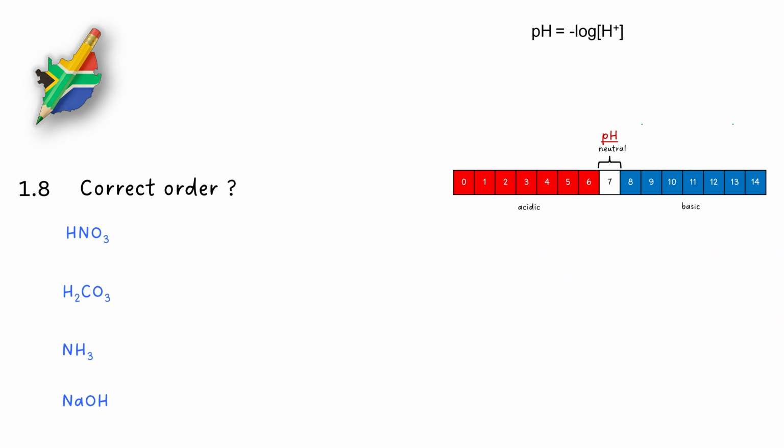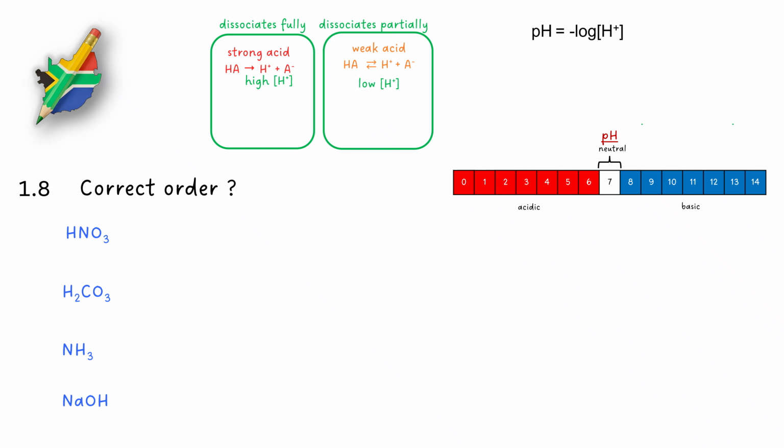to compare their pHs. Strong acids dissociate fully in water and produce a high concentration of hydrogen ions. And weak acids dissociate partially, forming an equilibrium with their ions, and so produce a lower concentration of hydrogen ions. Strong bases dissociate fully and produce a high concentration of hydroxide ions, while weak bases dissociate partially or actually react with water to produce a low concentration of hydroxide ions.